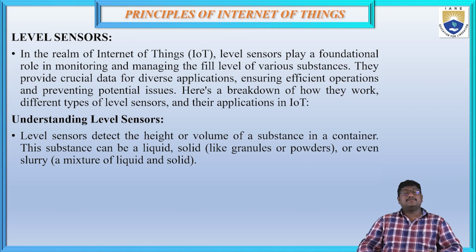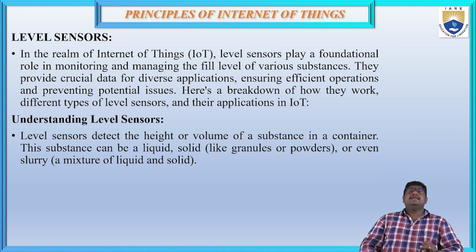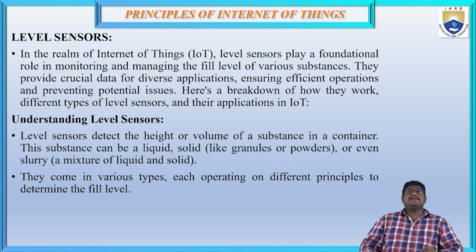These sensors are going to detect the height and the volume of a substance in a container. The substance can be anything. It can be liquid, it can be solid, like granules or powders, and even slurry, a mixture of liquid and solid. Liquid is going to be measured, solid is going to be measured, and also even slurry, which is a mixture of liquid and solid. All these things can be measured.